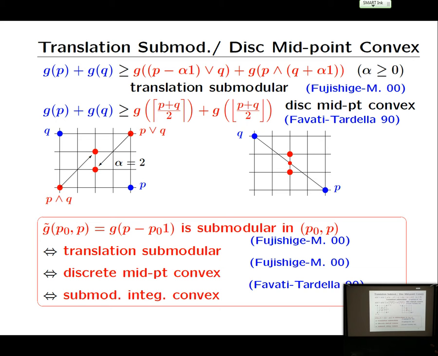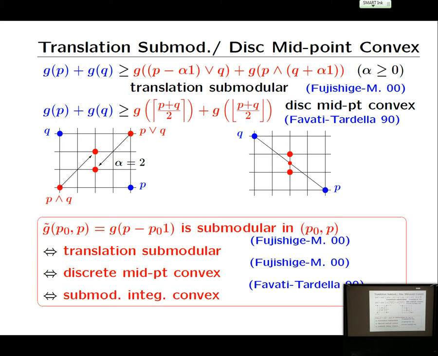And in a joint work with Fujishige, we could show that this inequality is equivalent to L natural convexity. Maybe this inequality is the easiest to understand, but this emphasizes submodularity, okay? And they are equivalent.